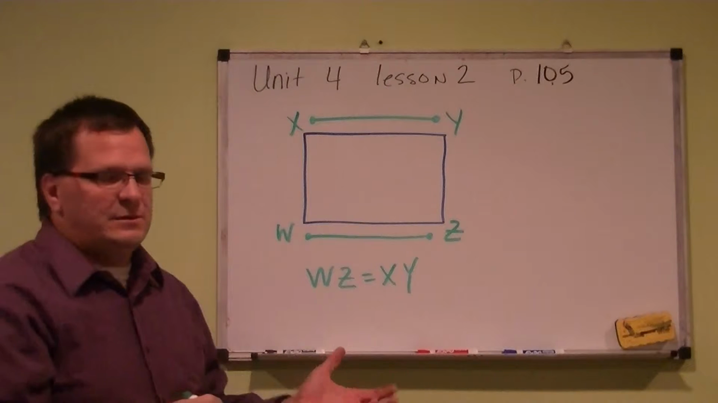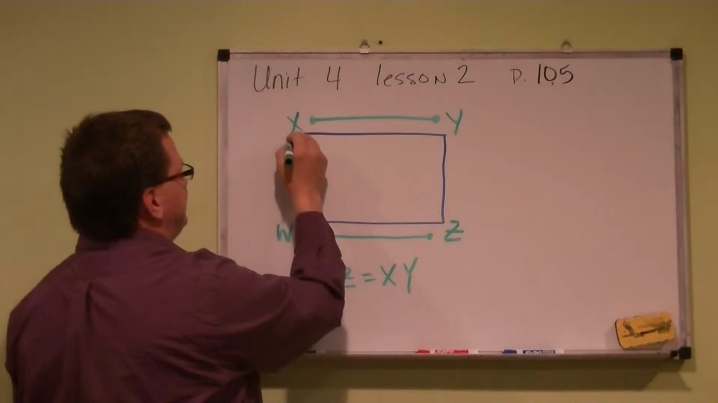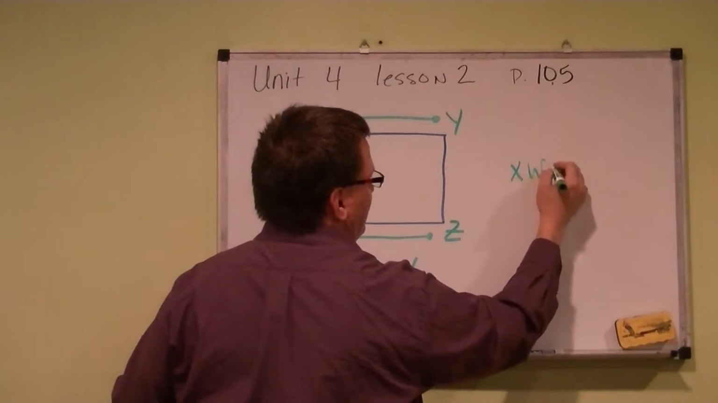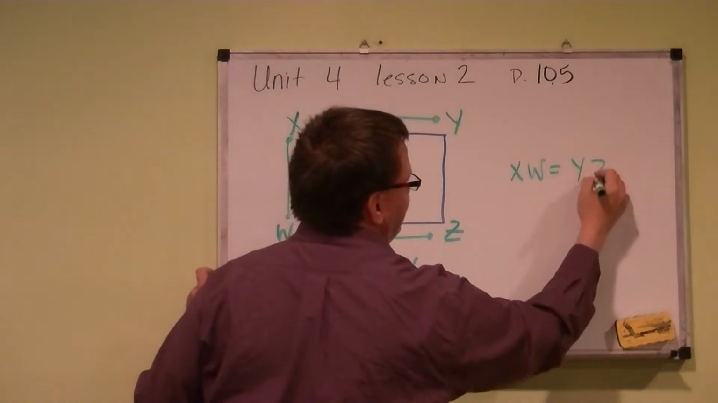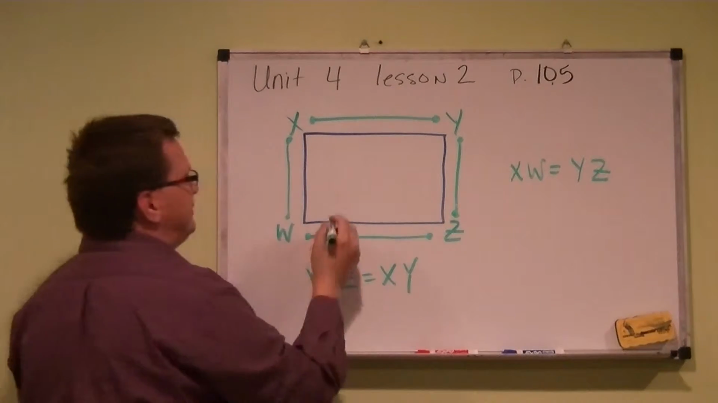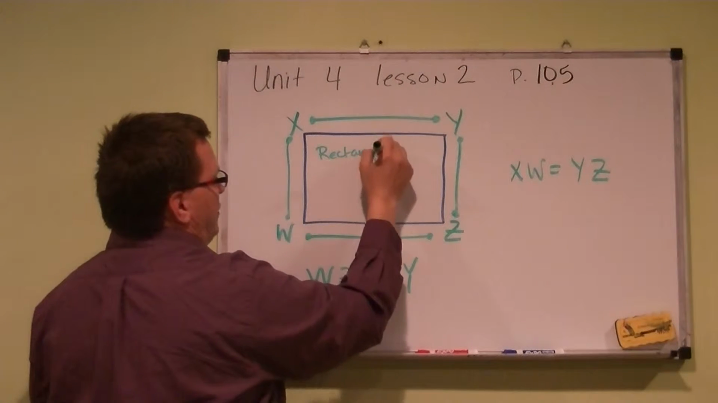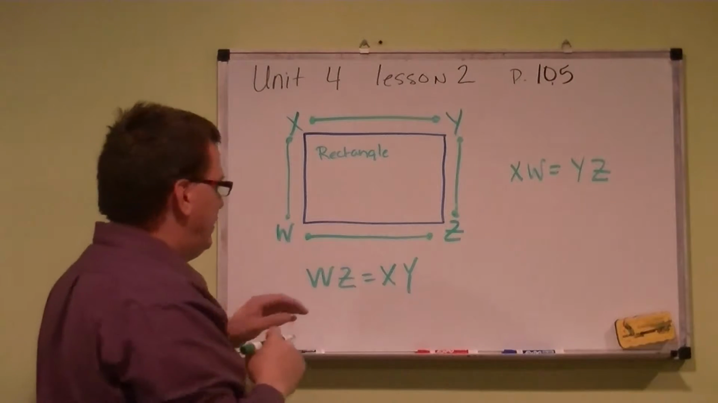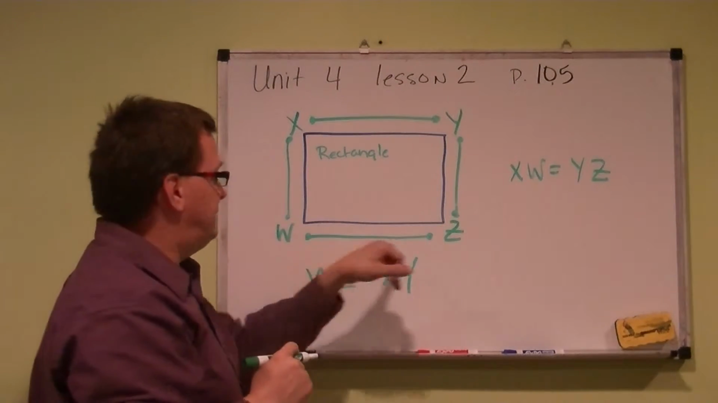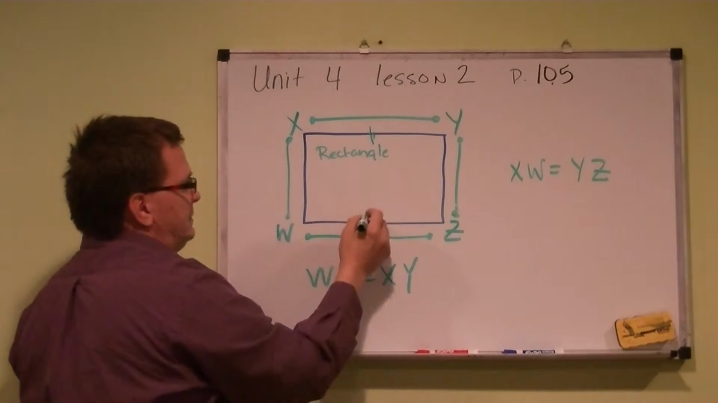It kind of makes it a little easier when we're talking math terminology. We can say XW is equal to YZ, because that line is equal to those lines. And it is a rectangle, and since it is a rectangle, we know the top and the bottom have to be equal, for line XY with the bottom line, which is WZ. And we know the two sides have to be equal.